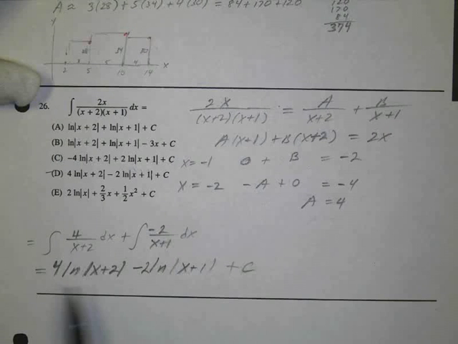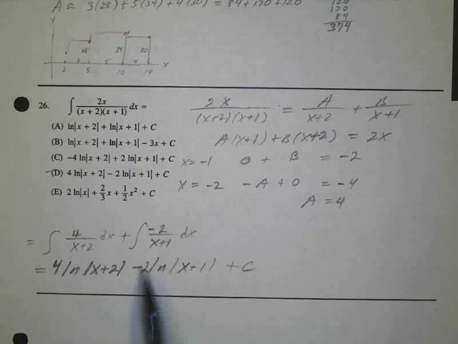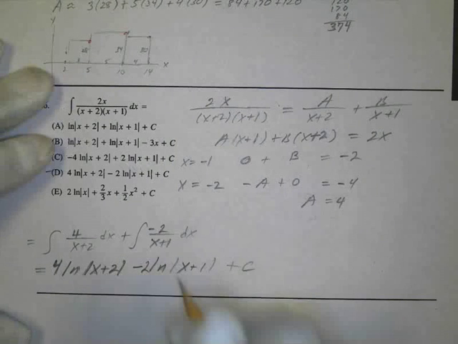And this is just the natural log, this is 1 over u du, so this is just the natural log of the absolute value of x plus 2, with a 4 in front, because we had a 4 here, so we could put that in front. We could put the negative 2 in front here, and then we have the natural log of the absolute value of x plus 1, and then plus c.